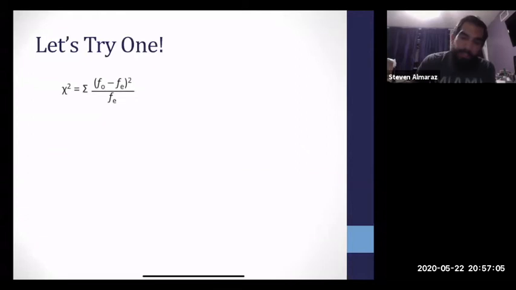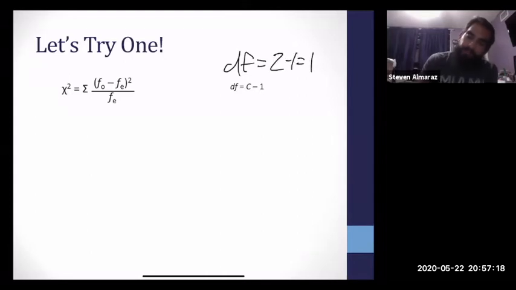Okay, so I've got my formula over here. Degrees of freedom's easier. Degrees of freedom is 2 minus 1 equals 1. So same critical value as last time. Chi-squared is going to be a little bit more difficult.